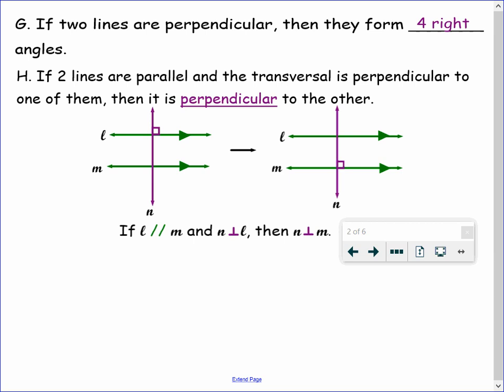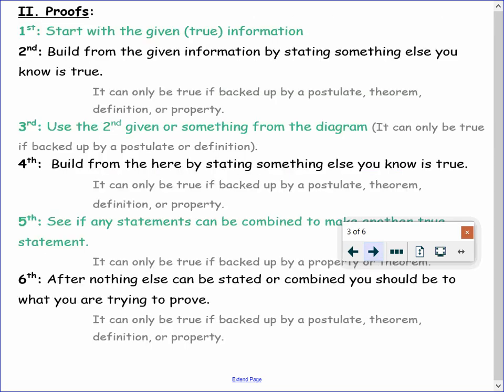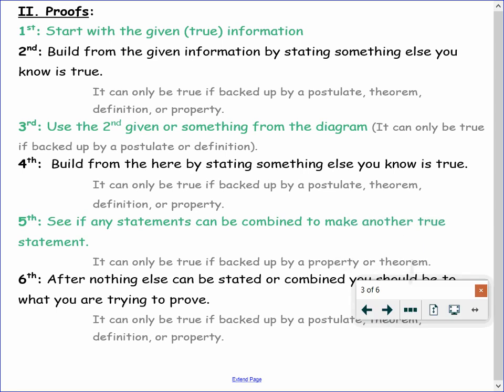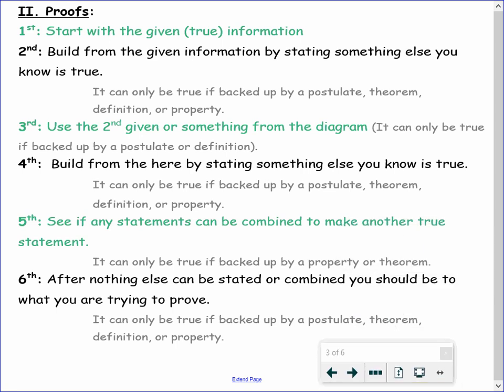Everything else is parallel. So let's review, how do you do a proof? Because the basic foundation of a proof is the same no matter if you're proving things about angles and segments, which we did in chapter 2, or if we prove things about lines, which we're doing in chapter 3. It is the same format. So the first thing you're going to do is write down the given information. Now you can separate them or you can keep them together. I tend to separate them if they're unrelated.